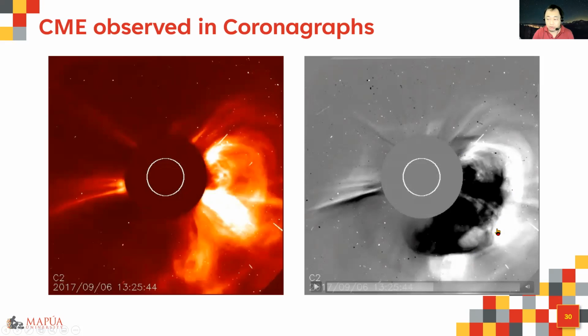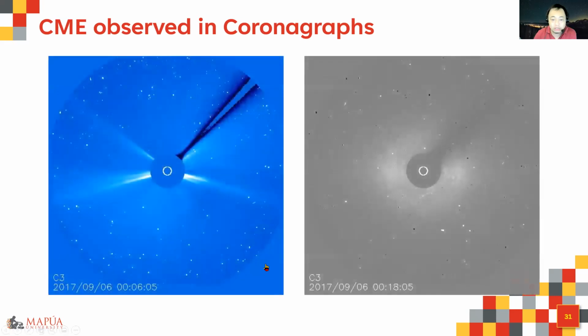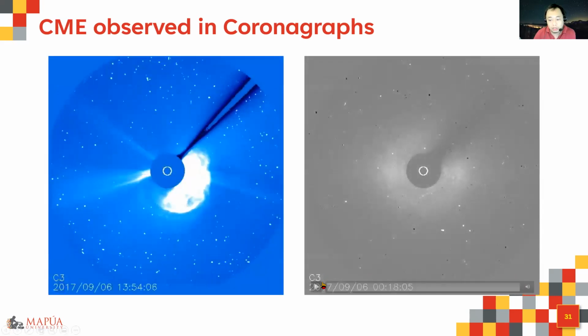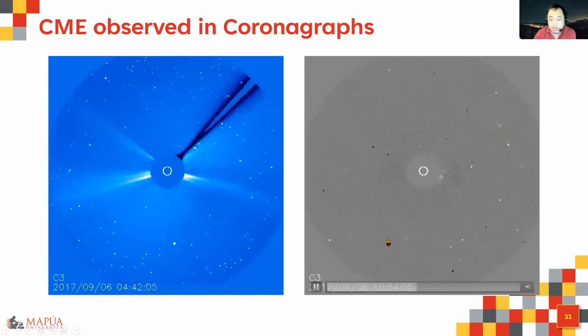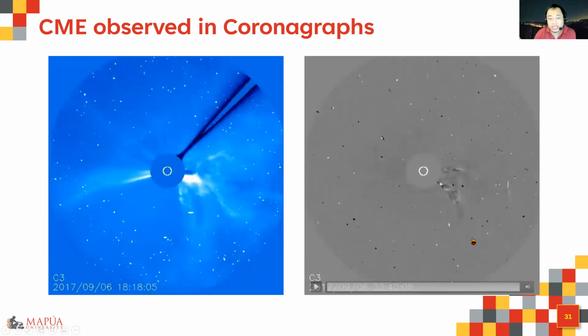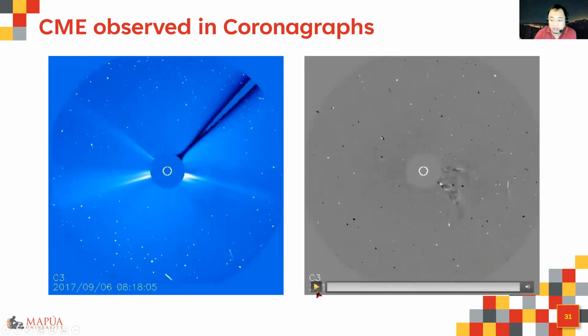So how the plasma cloud actually propagates from the sun. Okay, so this is one. Another option, another picture, would be this one. This is D3, the difference image for C3.